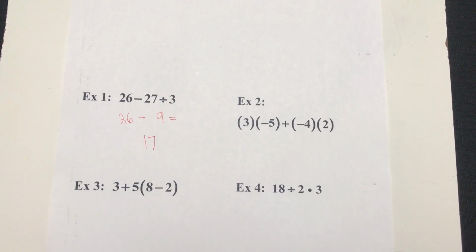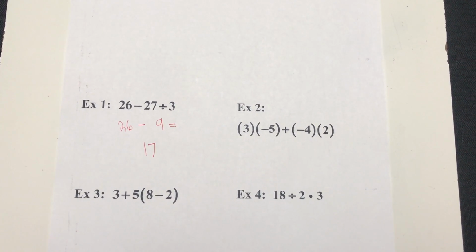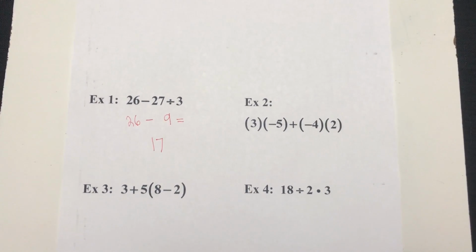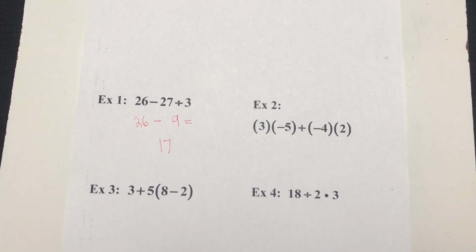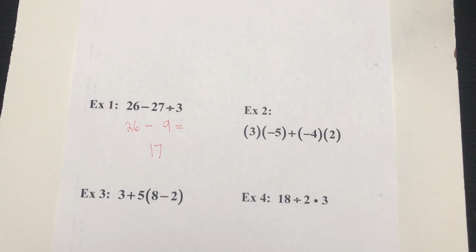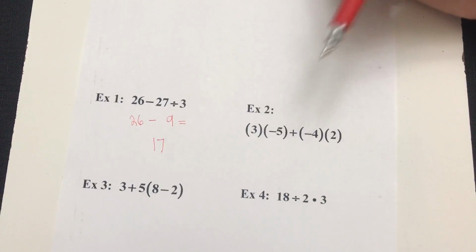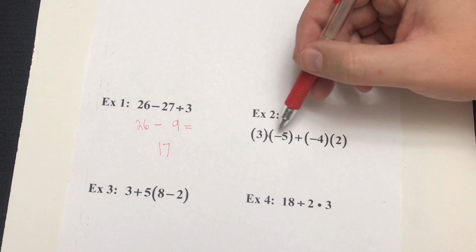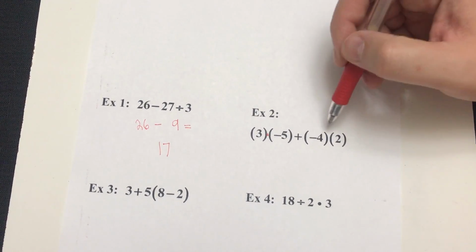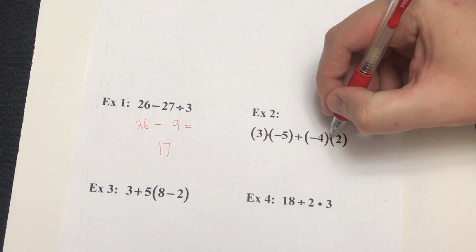Moving on to example 2. We need to look for first grouping symbols. In this problem, we actually do not have any grouping symbols. There are a bunch of parentheses, but as cautioned earlier, parentheses can mean many different things in mathematics. These parentheses indicate multiplication is happening here. These parentheses show that this is a negative number, -5. These parentheses also indicate a negative integer, -4. These parentheses are here to show multiplication as well.